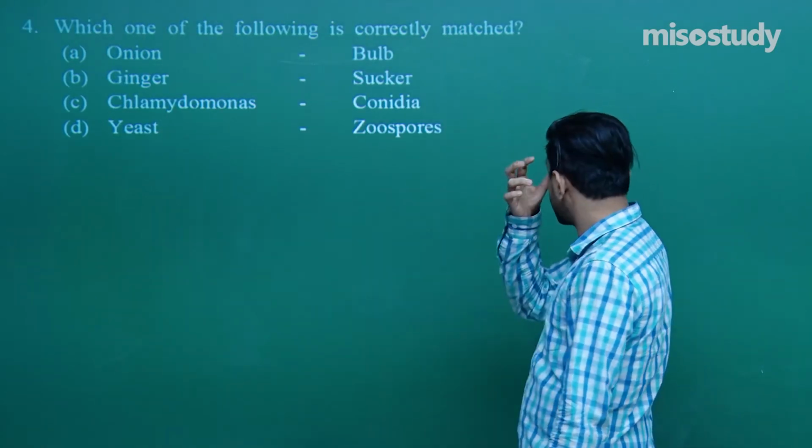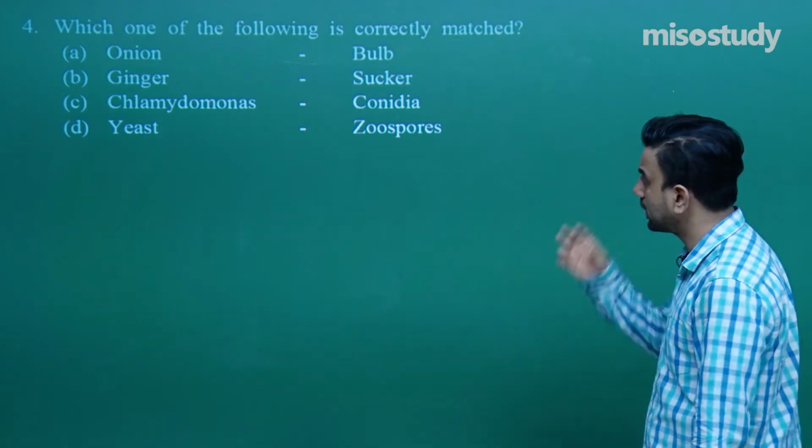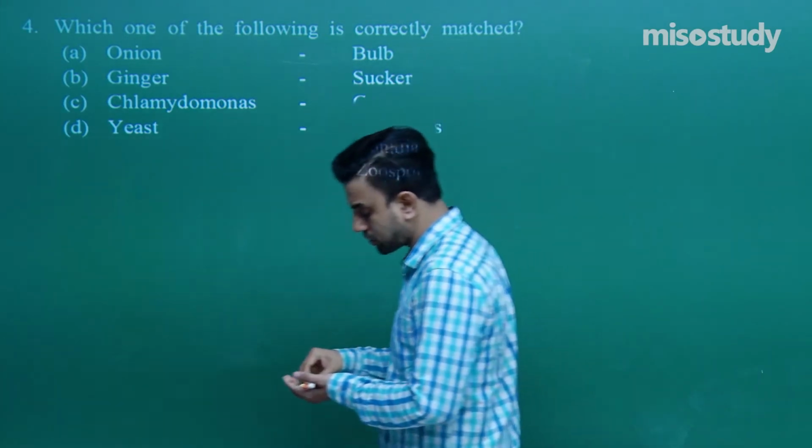Which one of the following is correctly matched? Onion, bulb, absolutely. This is the correct option, the onion bulb.